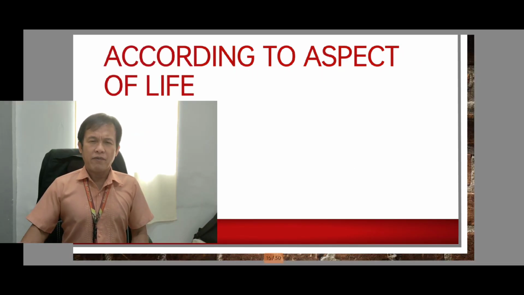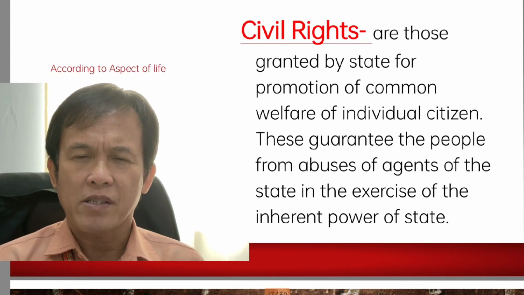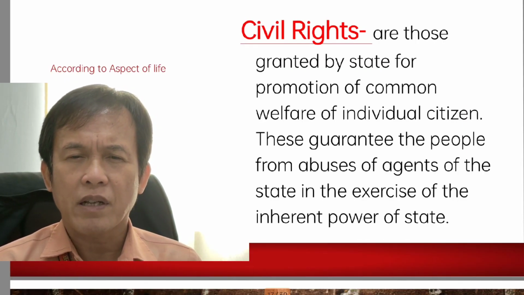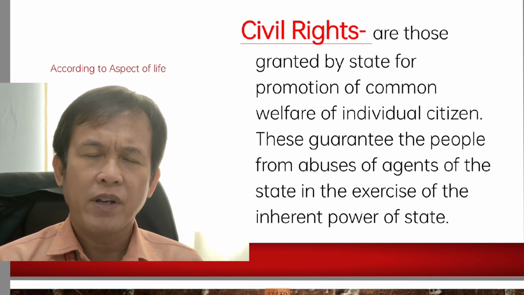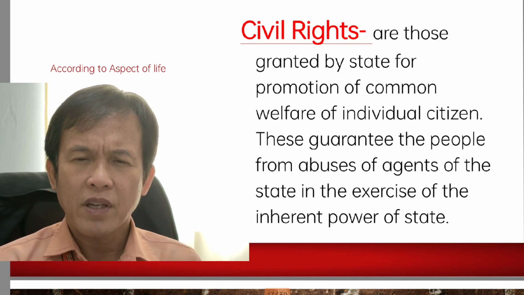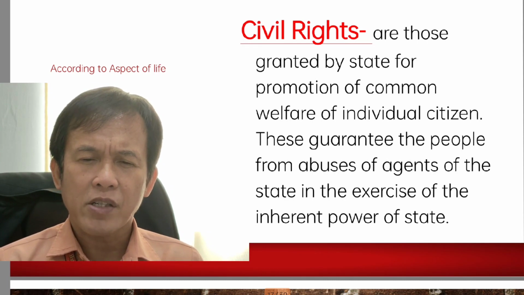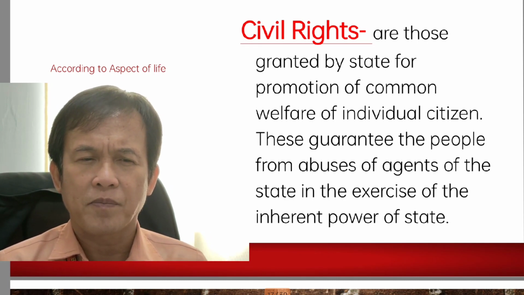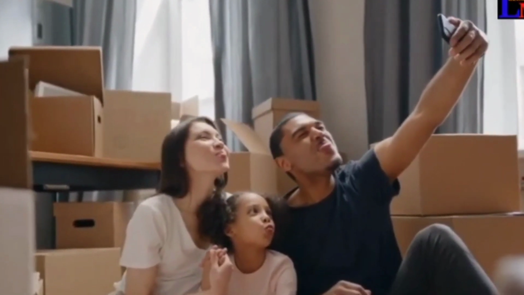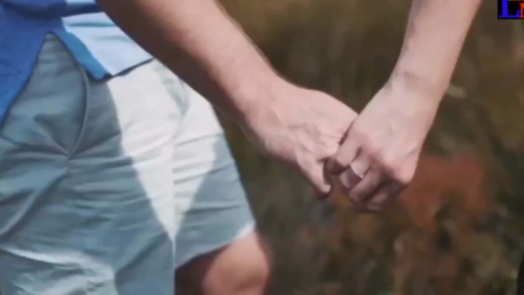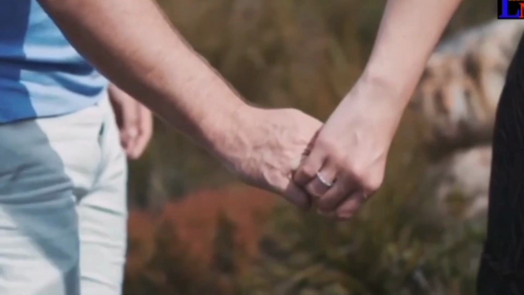According to aspect of life. Letter A, civil rights. These are rights granted by a state for the promotion of the common welfare of an individual citizen. These guarantee the people from abuses of agents of the state and the exercise of the inherent powers of the state. Example: rights to life, to own property, to marry, to enter any contracts, and to seek justice in the courts.